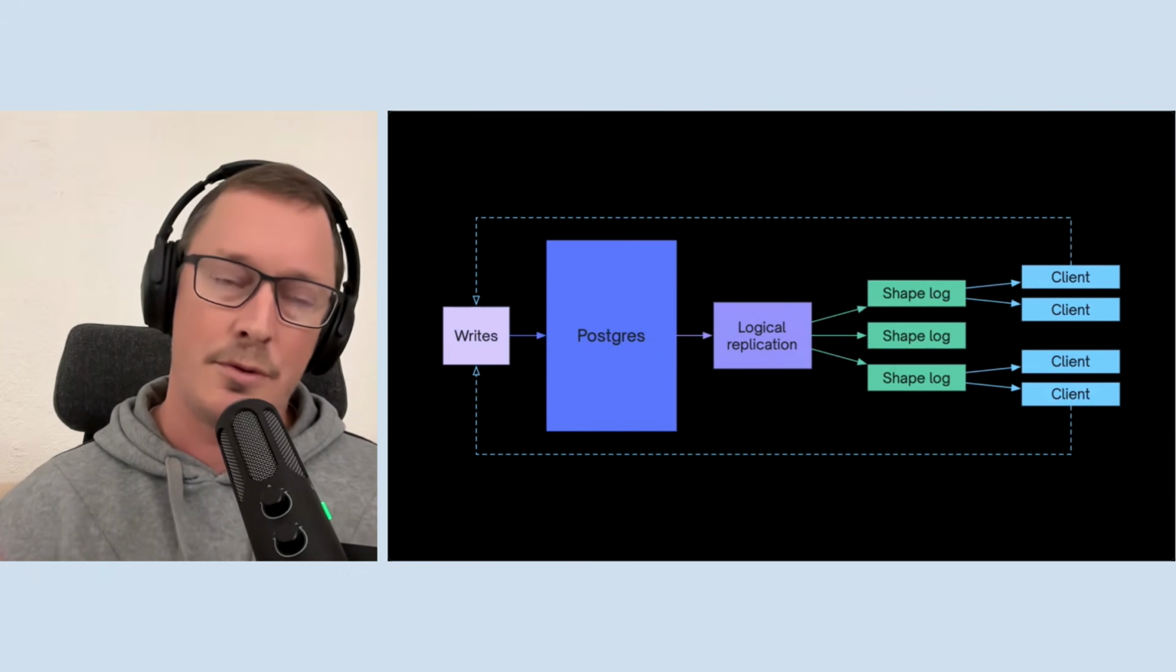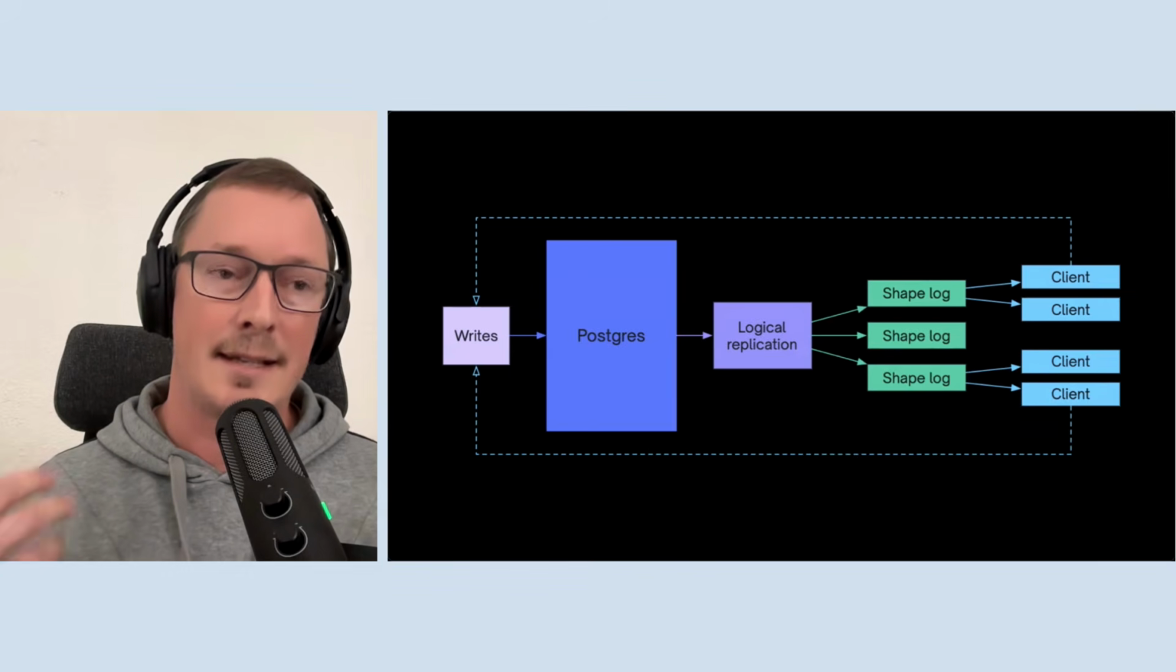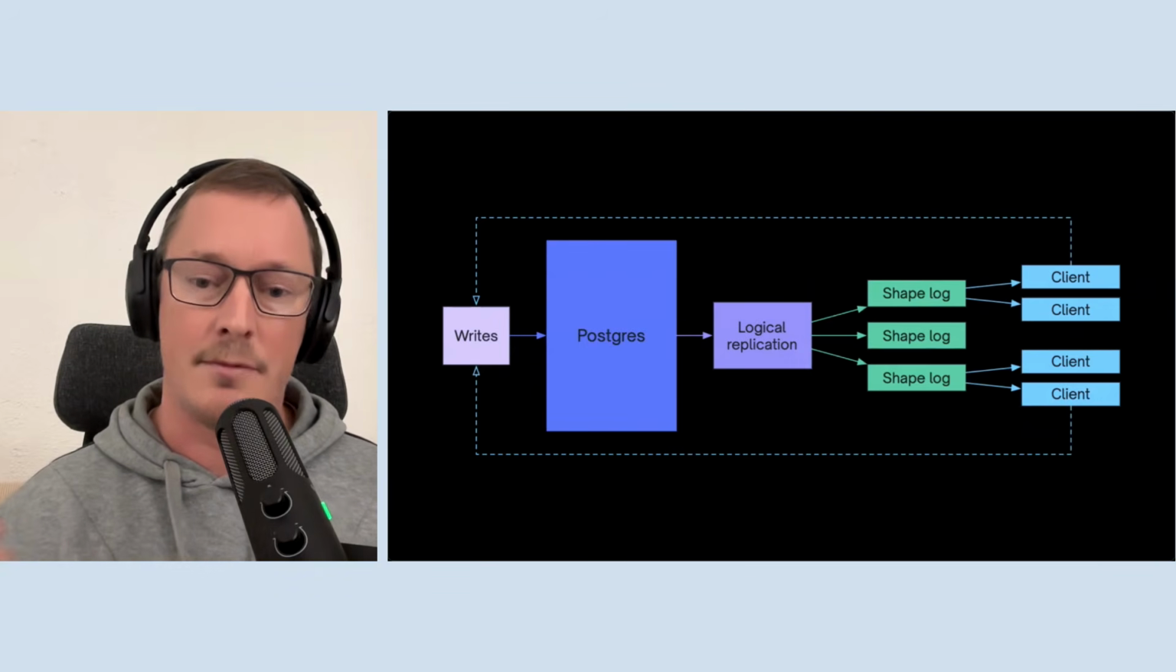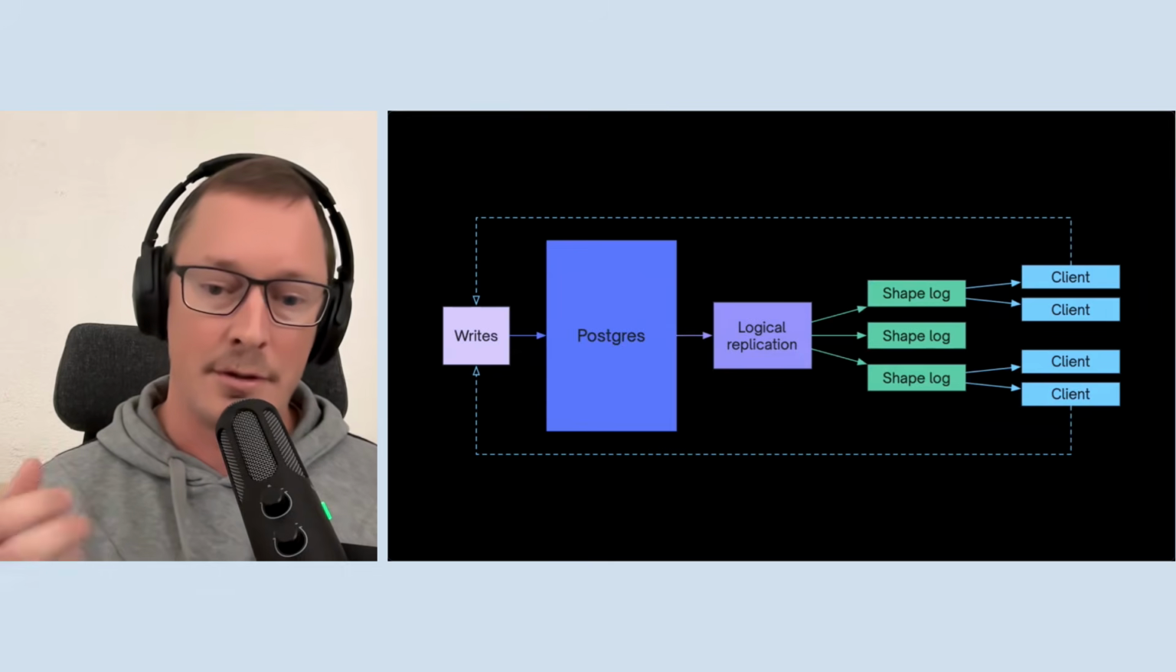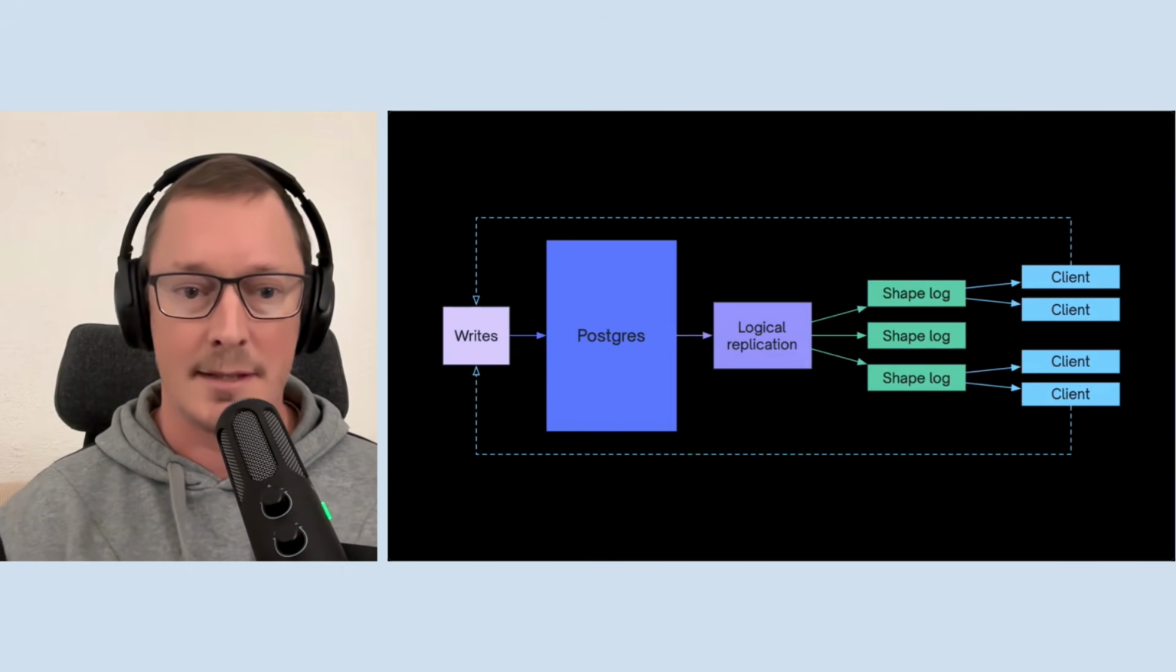And so we do sync, but we do it with partial replication. So you're not necessarily replicating all the data. You can choose a subset of the data that you want to sync into the client.